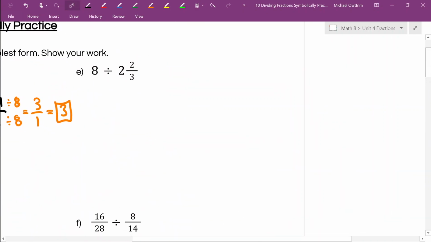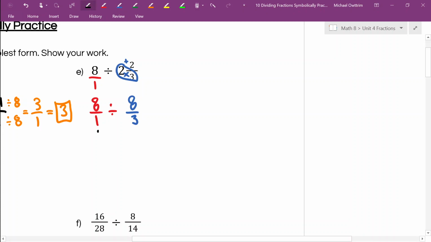Going back up to question E, we're again going to use our rewrite tricks. So 8 is 8 over 1. And for my mixed number, I need to convert that to an improper fraction. So 2 times 3 is 6, plus 2 is 8. So we'll rewrite this as 8 over 1 divided by 8 over 3.